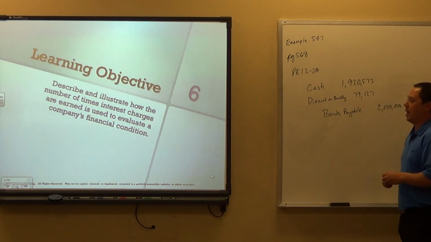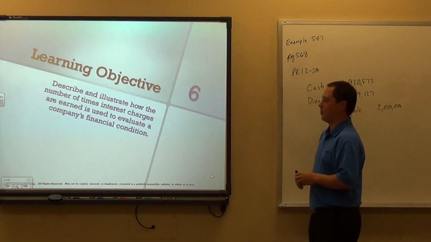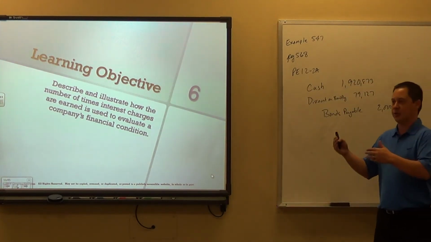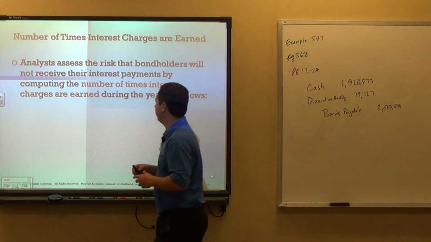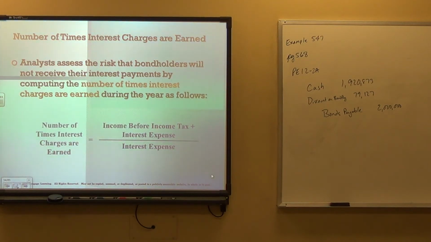So now we're going to take a look at how the number of times interest charges are earned is used to evaluate the company's financial condition. So basically how much we're paying in interest versus our income. I'll let you read through this here. Give you a moment. So basically, it's the risk of the bondholders, and this is what they use for the ratings too. I'll give you a moment to get an idea of what that is. So here is the formula to figure that out.